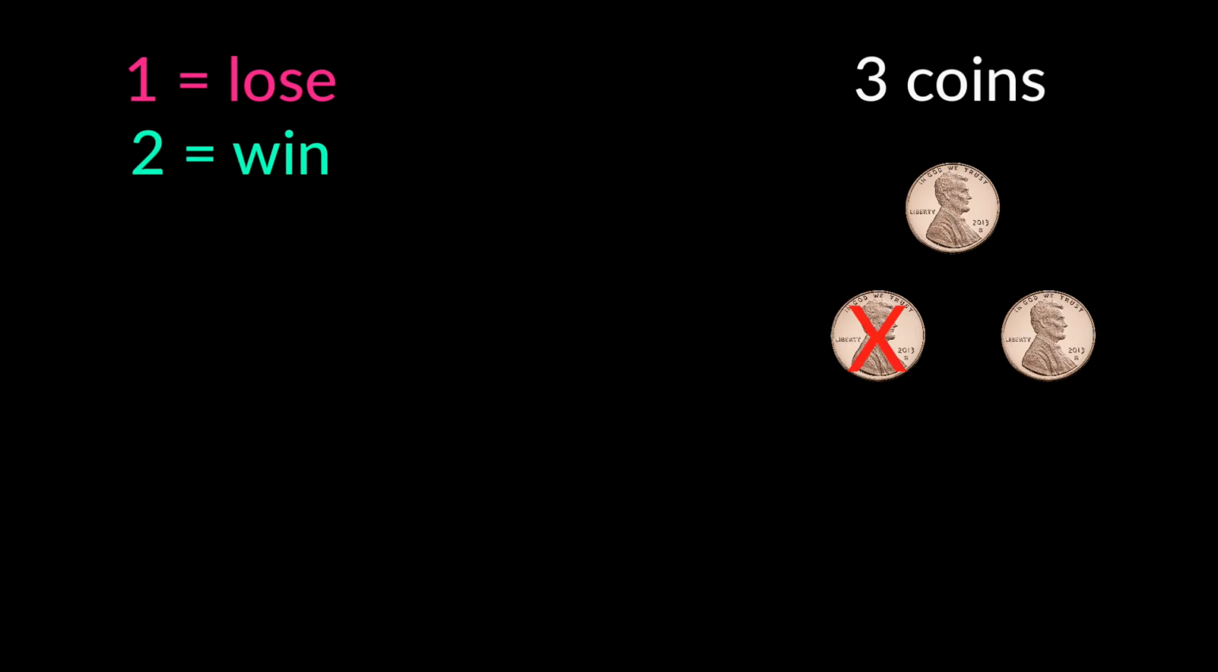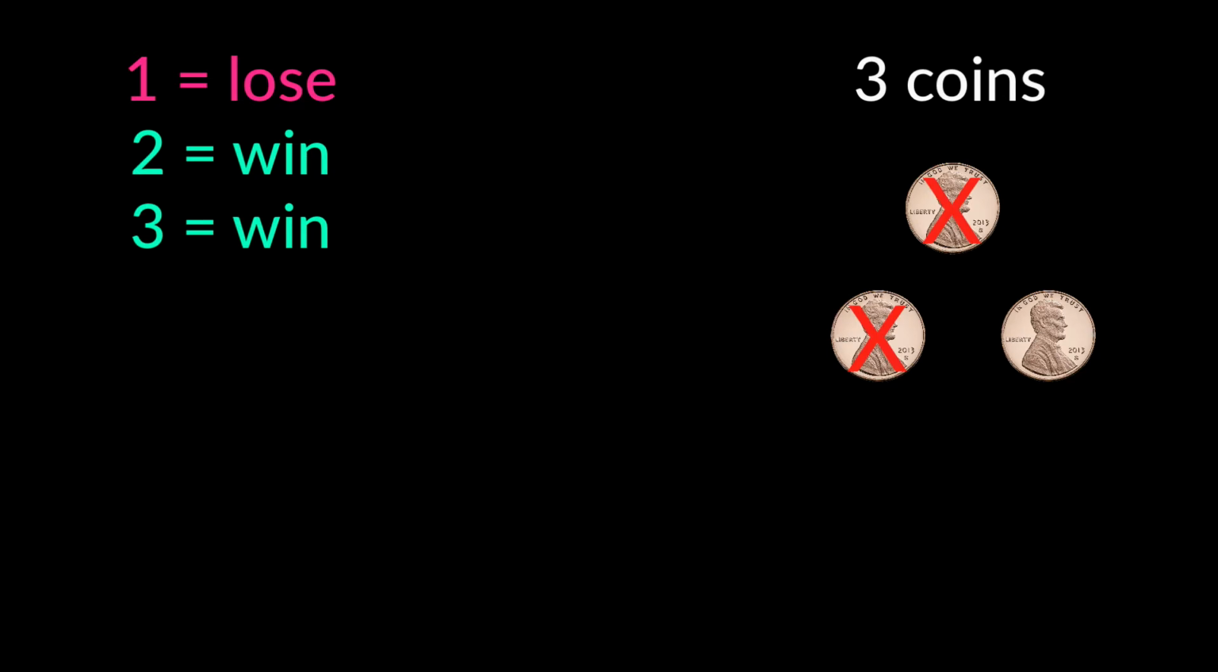But I can and will take away 2 coins, leaving my opponent to be forced with a situation of 1 coin, meaning they will lose and I will win. So 3 is a winning situation for whichever player is dealt with that. Let's write that down. 3 equals win.